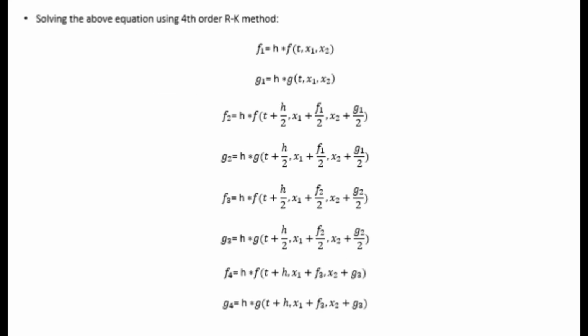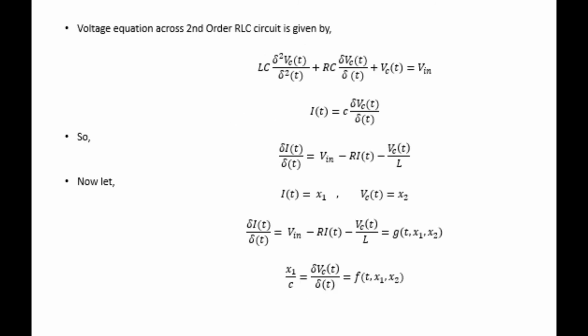So now f1 is equal to h times the function f of t, x1 and x2. And g1 is equal to h times the function g of t, x1 and x2. By using the previous equations, we can get the values of f2 and g2 and so on. As you can see in the equations, the g becomes the recurrence relationship. The voltage equation across the second order RLC circuit is given from the previous equation. Now we see that I(t) is equal to C times dVC(t) over dt.